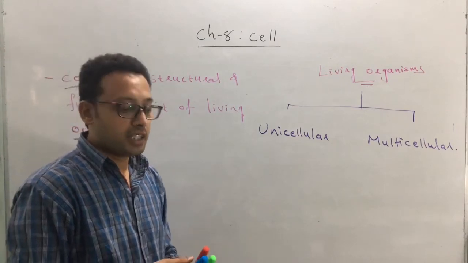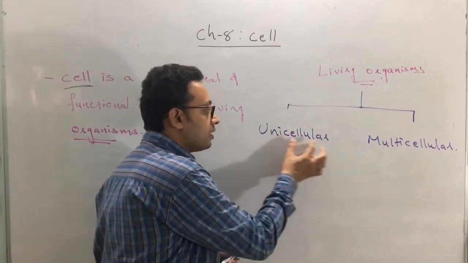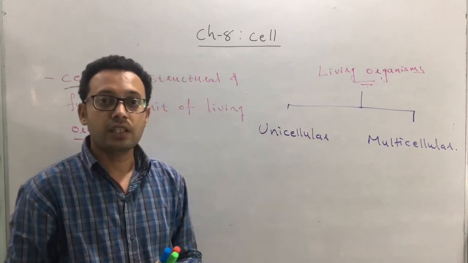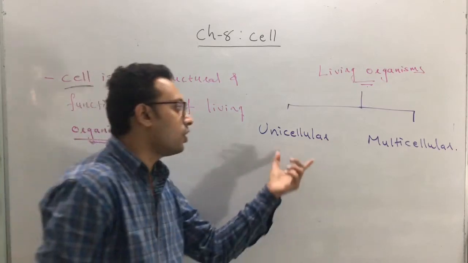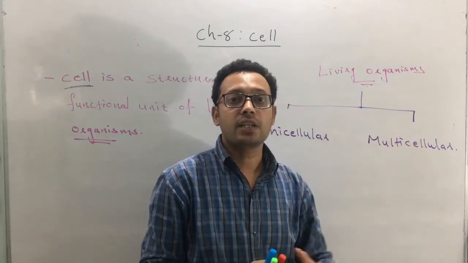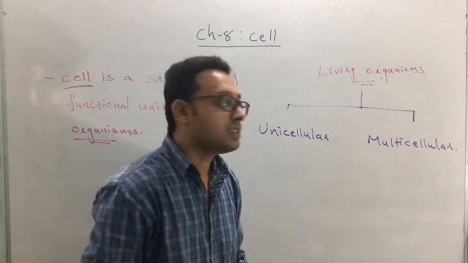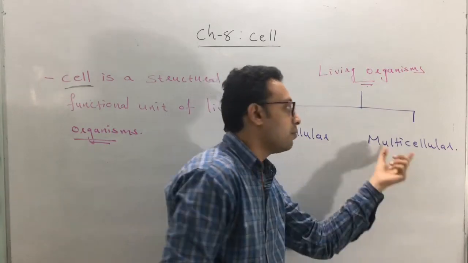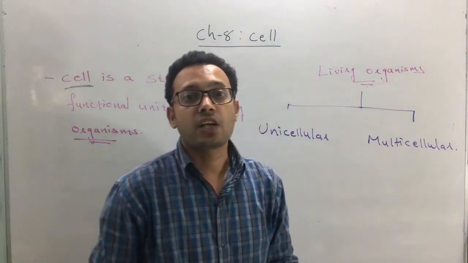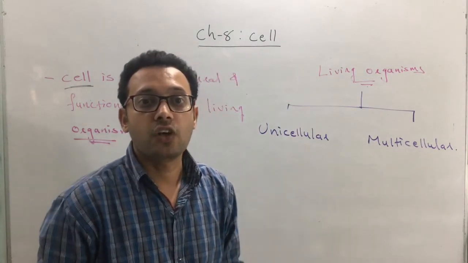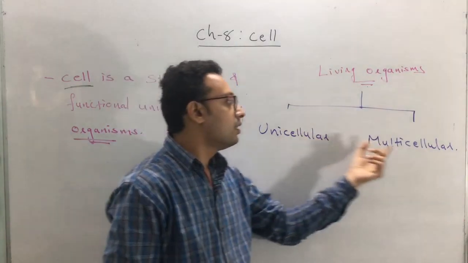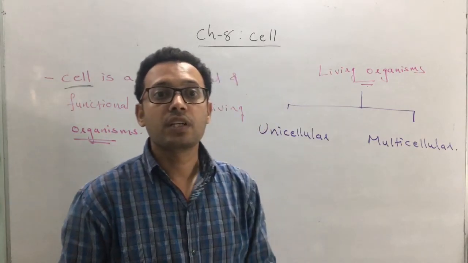What do you mean by unicellular? Uni means one, cellular means cell. They possess one cell. They are called unicellular living organisms. The other one is multicellular living organisms. They possess more than one cell. Multi means many. If they possess more than one cell, they are called multicellular. Clear? So unicellular means they have one cell, and multicellular means they have more than one cell.